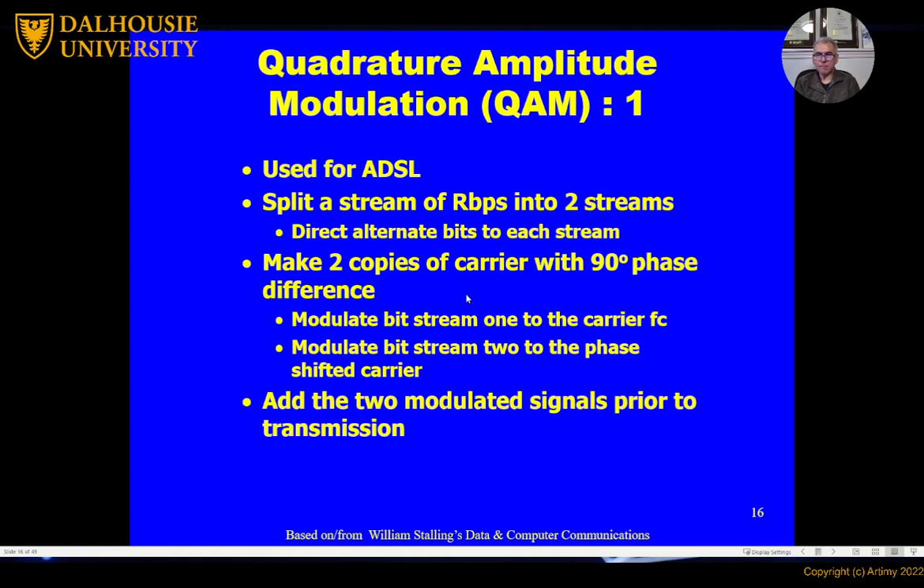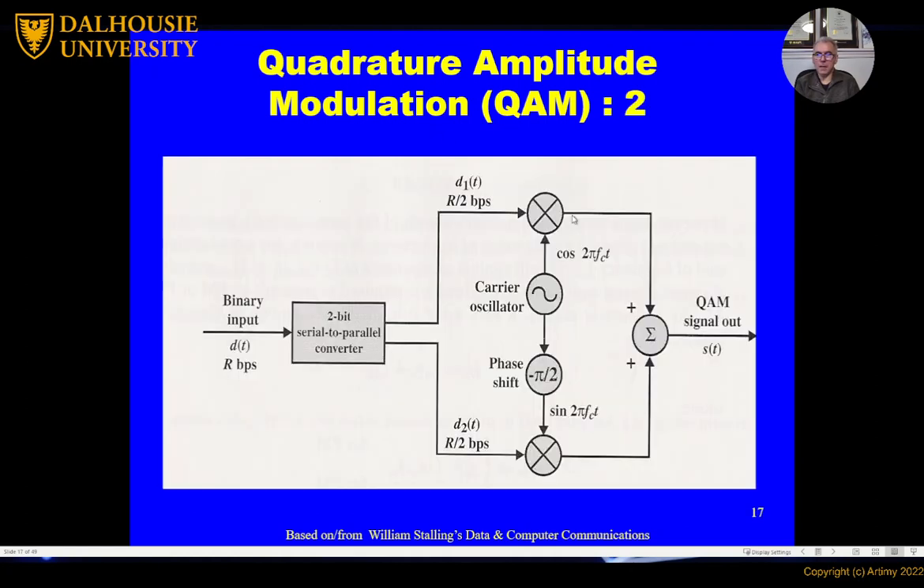So when we call it quadrature amplitude modulation, now I'm mixing both the phase and the amplitude, we'll call that QAM. And one simple technique to do that is to take the signal, which is ones and zeros, right, and convert it into two streams. Then take each stream and multiply it by the cosine and by the sine. One stream I multiply by cosine, and the other stream I multiply by sine, which is the cosine shifted 90 degrees. And then add them together.